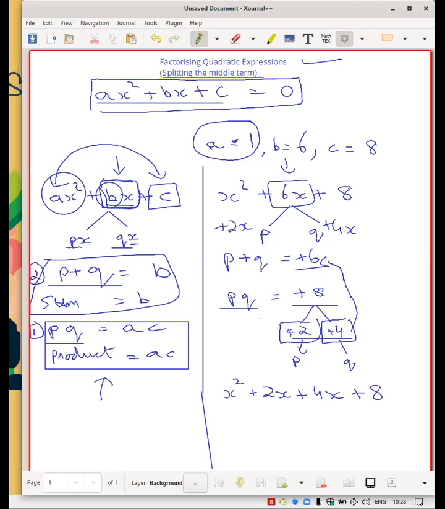Siddhant, is this clear? Krishna, is this clear? Yes, sir. Okay. Krishna, tell me, what do I do now? No, we've reached over here. We split the middle term. So I've got x squared plus 2x plus 4x plus 8. Now what do we do?